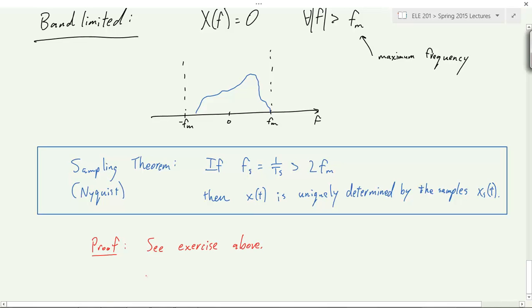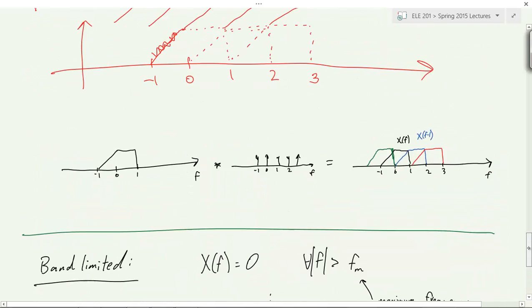The exercise above already showed us why it works, because there's no overlap caused by aliasing if this property holds. Okay, let's go back to our examples.